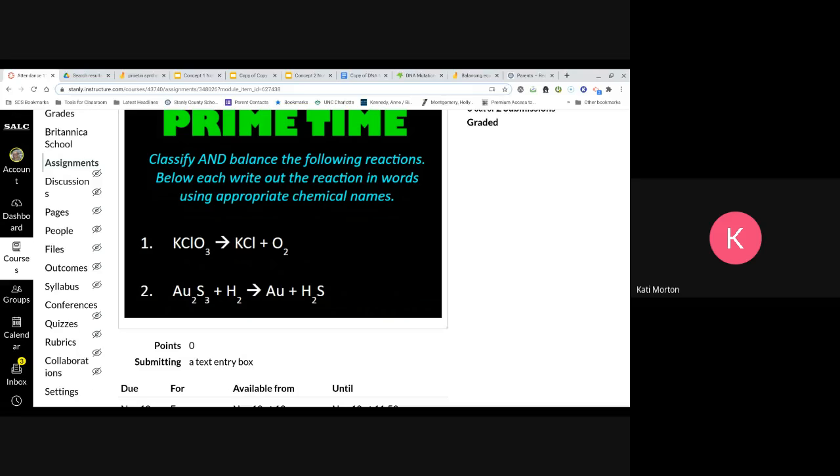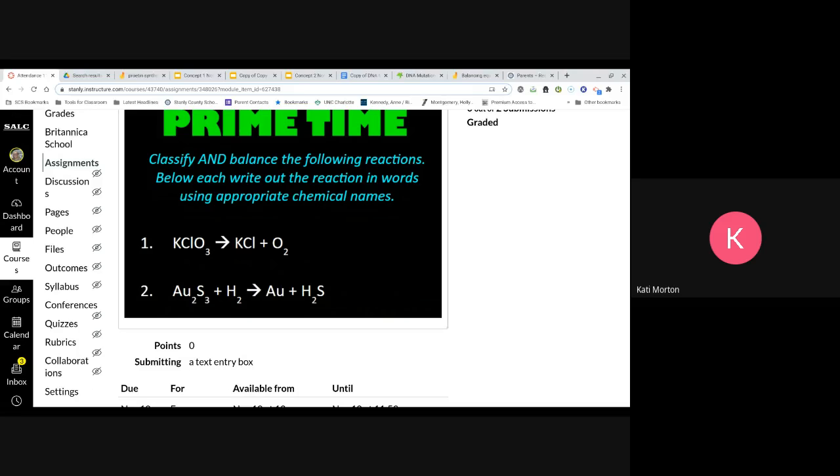And I'm going to write out the equation to balance. And that is Au2S3 plus H2 yields Au plus H2S. So I'm going to go put my combinations. That goes together, Au, S, and H. Those are the same letters I should have on both sides. This side, left side, I have 2 Au's, 3 S's, and 2 H's. On this side, I have one Au, one S, and two H's.